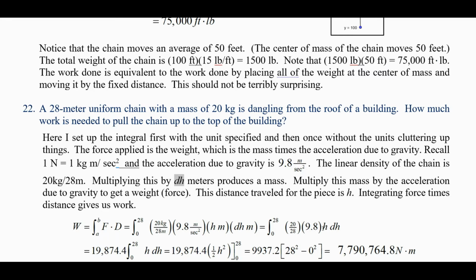20/28 times 9.8 times h. Well, that's just linear. 20 over 28 times 9.8 works out to be 19,874.4. I think that's an exact value. And then we integrate just h from 0 to 28. The antiderivative is 1/2 h squared. Half of that, 19,000 something, is 9,937.2. And then evaluate h squared from 0 to 28. That's 28 squared minus 0. So it's just 28 squared times 9,937.2, which is 7,790,764.8 Newton meters.